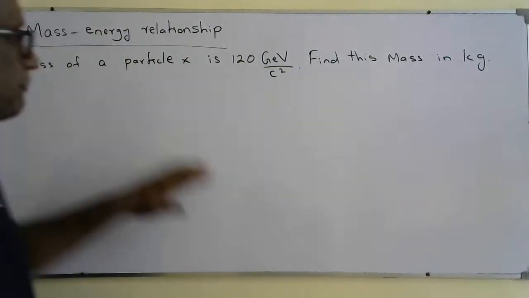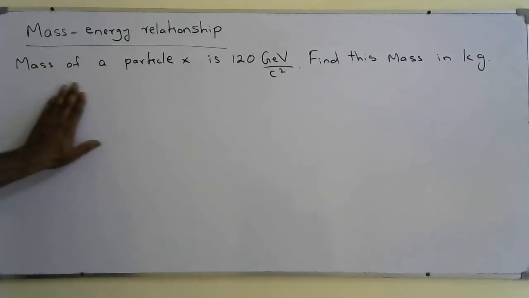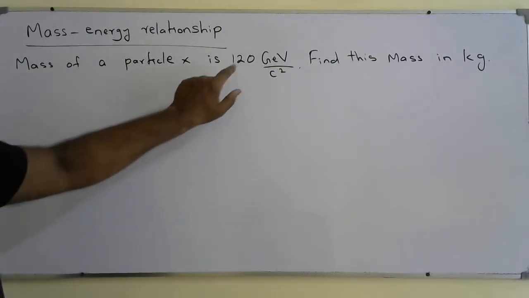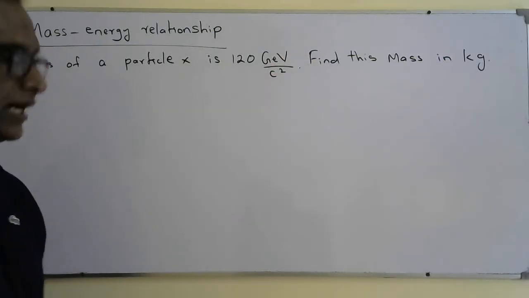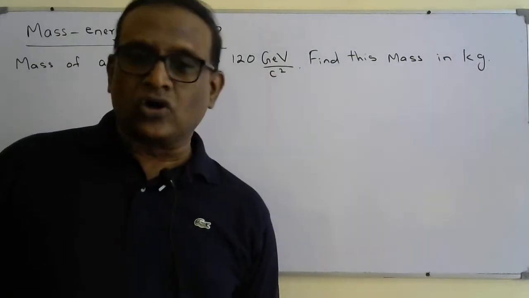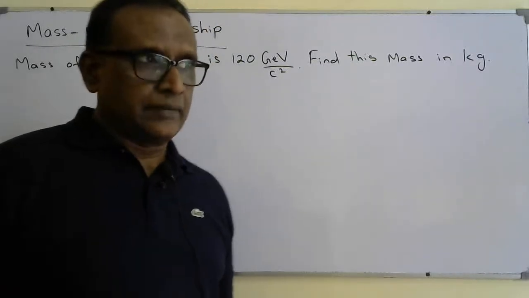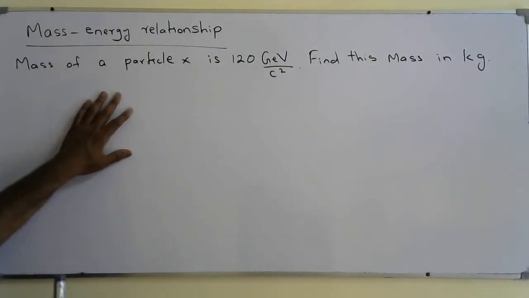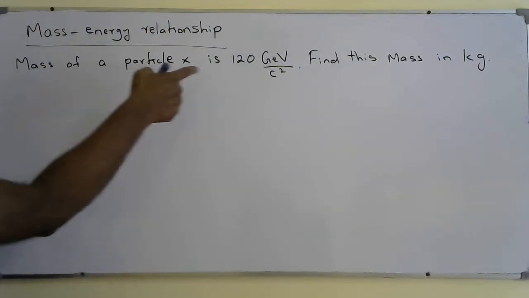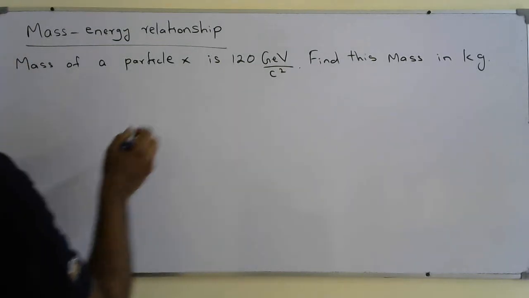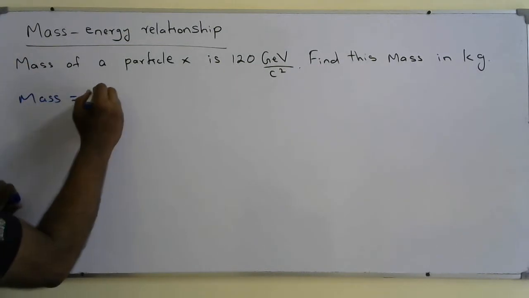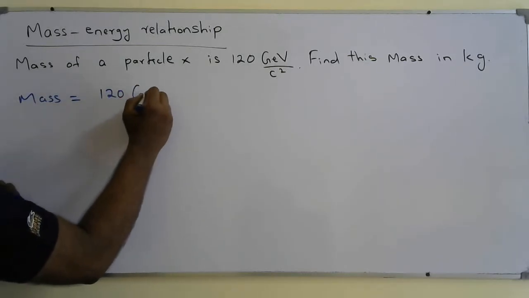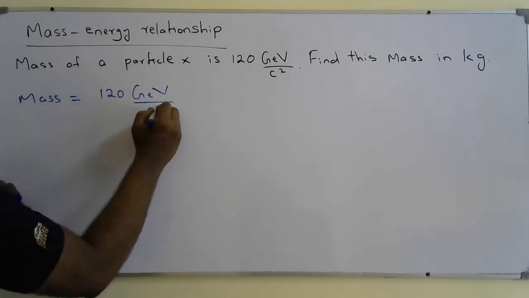Okay, this is another type of question that comes. The mass of a particle X is 120 giga electron volt over C squared. Find this mass in kilograms. This is also a common question that came in the past paper. So the particle mass is given, and I can say mass is equal to 120 giga electron volt over C squared.